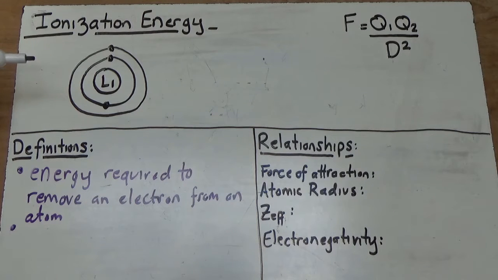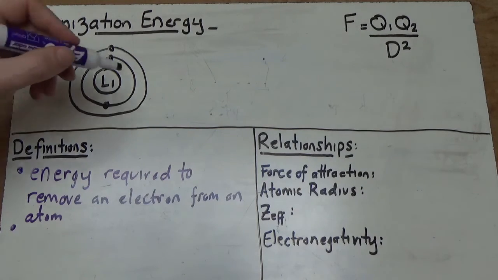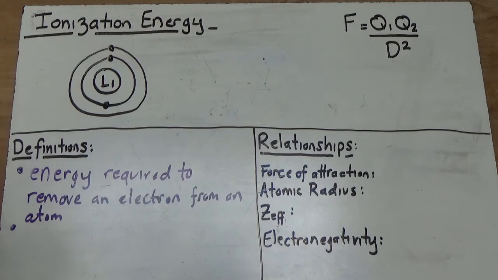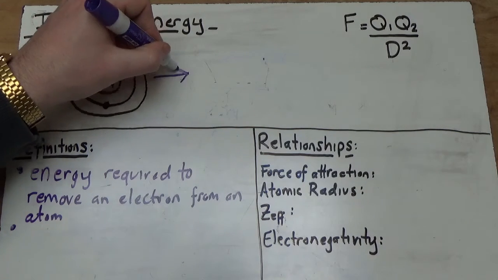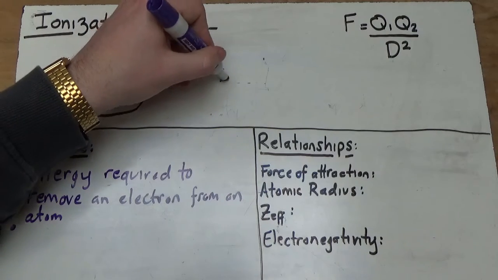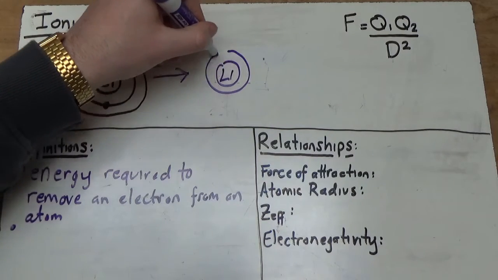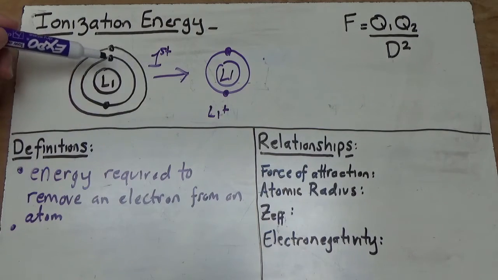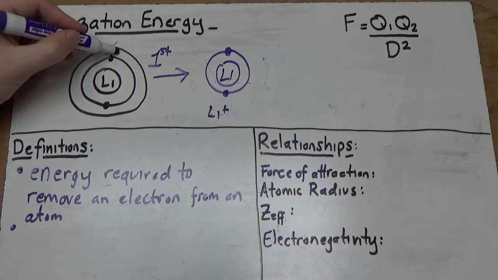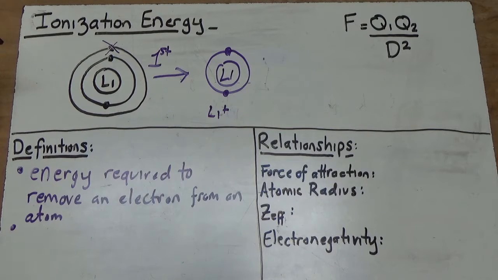You're always going to start with the electrons that are least attracted to the nucleus, and those are the ones that are the farthest away. So, if we were to ionize lithium, the first ionization energy would be the energy required to remove this first electron. I now have Li+. I have removed a single electron, and now I only have 2 electrons left.